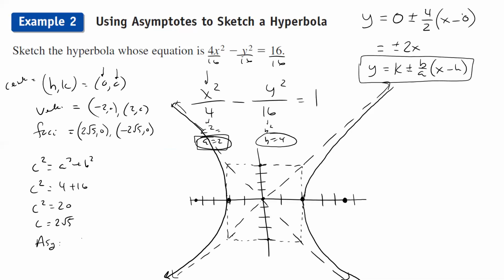So K is equal to 0 plus or minus 4 over 2, which is just 2x, and it's x minus h, which is just 0 for h. So the two equations, we need to write them separately though, because they're 2 different equations. So y is equal to 2x and y is equal to negative 2x. Those are my equations. We're a little past time, but that is it right there. There's your graphing of the hyperbola.